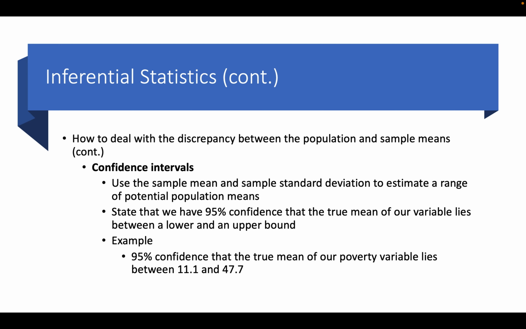We can also use what are called confidence intervals. We use the sample mean and the sample standard deviation to estimate a range of potential population mean values. So the idea is we want to have, just by custom, 95% confidence that the true mean of our variable lies between a lower and an upper bound. So if we do this confidence interval calculation on our data, we have 95% confidence that the true mean of our poverty variable lies between 11.1% and 47.7%. If we had to take a guess, it would be close to 34.8%.